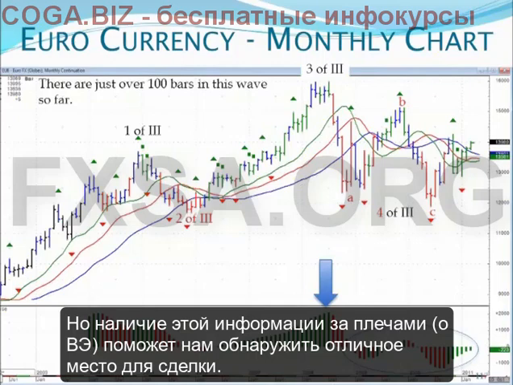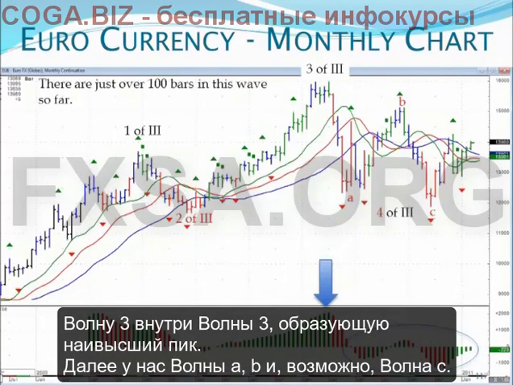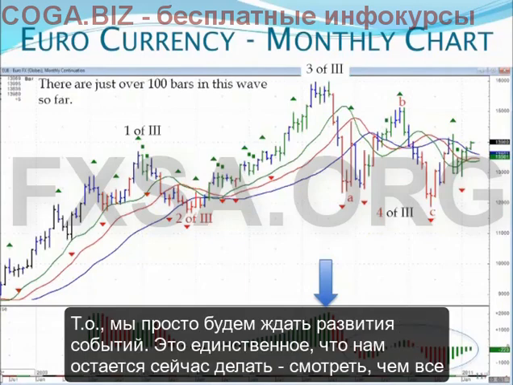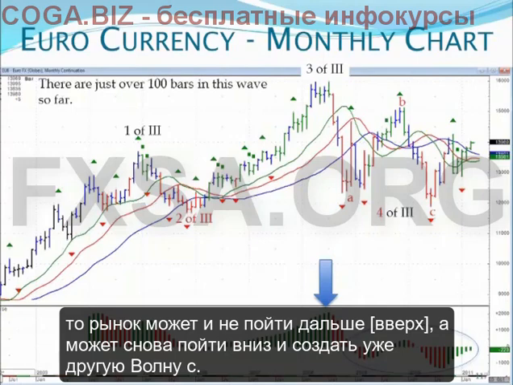So on this particular chart we can see the wave 1 of 3, wave 2 of 3 pulls back, wave 3 of 3 is our tallest peak. We have an A, a B, and possibly a C wave, or possibly an A, and we're going to have a longer term or an irregular complex correction that's going to happen here in the 4 of the third wave. So we'll have to wait and see what happens. That's the only thing we can do, is to see how it plays out. But I always like to have that alternative count. If that's not the C wave, the market may not continue up, may come back down again and create another C wave.